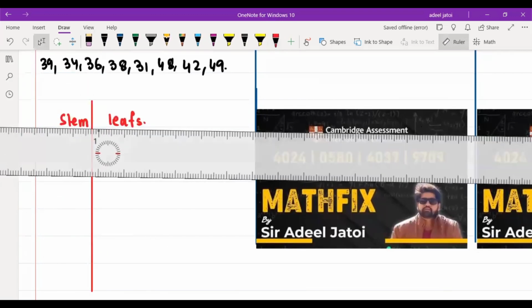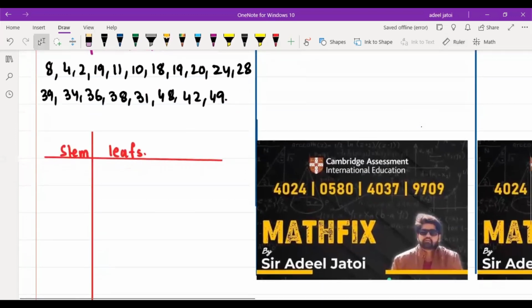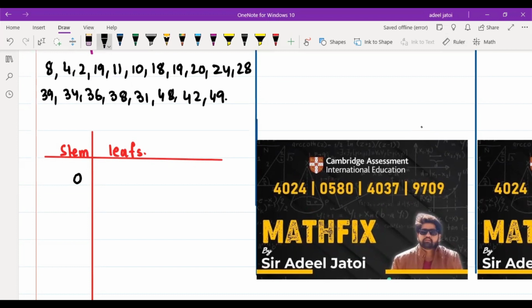You will be preparing columns which will represent a stem and leaf. As I said, your stem will represent the first value and it starts minimum from 0, because the data consists of two-digit numbers till 49, 48, 42. That means units and tens are used. So I'll be taking the stem as 0, so the minimum value of the unit will be 2, and then we will have 4, and then 8. So 2, 4, and 8.